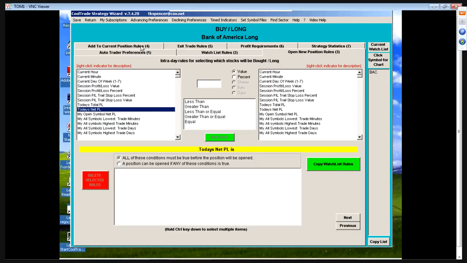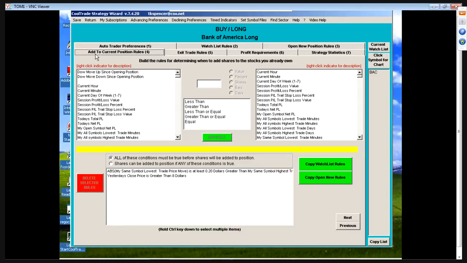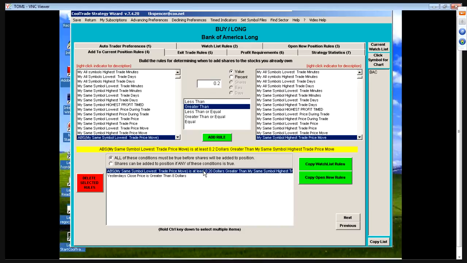But we're going to skip over that for right now. So that'll be the next class. So I'm going to go ahead and click over to the next tab, which is the Add to Position Rules. So this is the really important one here.